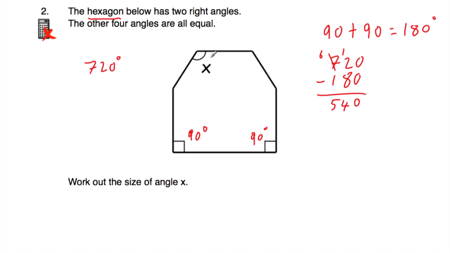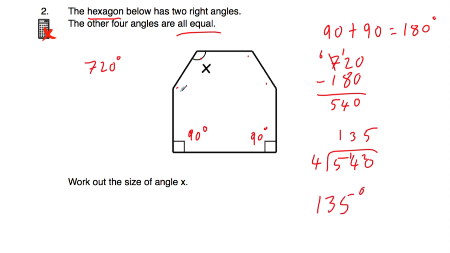Because it's a hexagon, all six angles have to add up to 720. If these two add up to 180, the other four angles have to add up to 540 degrees. But we've been told that they're all equal, so we can just divide this by 4, because there are 1, 2, 3, 4 equal angles, and it'll tell us the size of each of them. So 540 divided by 4. How many 4s go into 5? That's 1, remainder 1. How many 4s go into 14? That'll be 3. 3 4s are 12, remainder 2. How many 4s go into 20? That'll be 5. So that'll be 135 degrees.